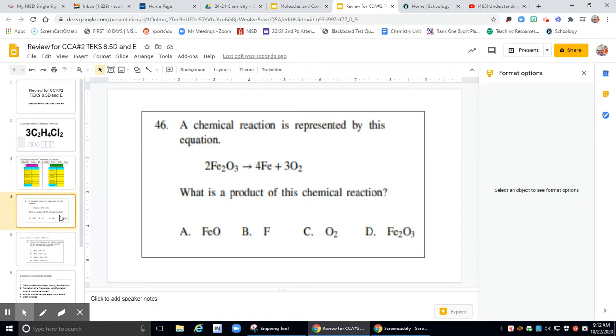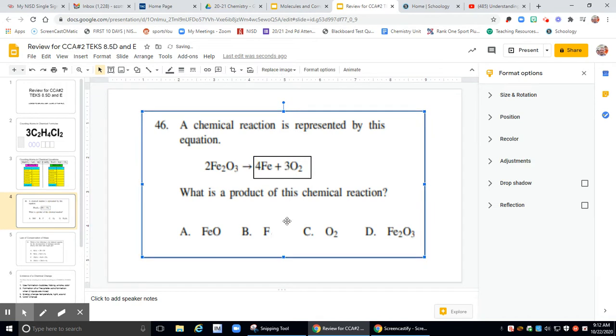So this is kind of a sample question. It's not going to be on your test tomorrow, but it's an example of a question that you might get. It says a chemical reaction is represented by this equation. What is a product of this chemical reaction? So if it's asking for a product, then we're only dealing with stuff that's on this side right here, okay?